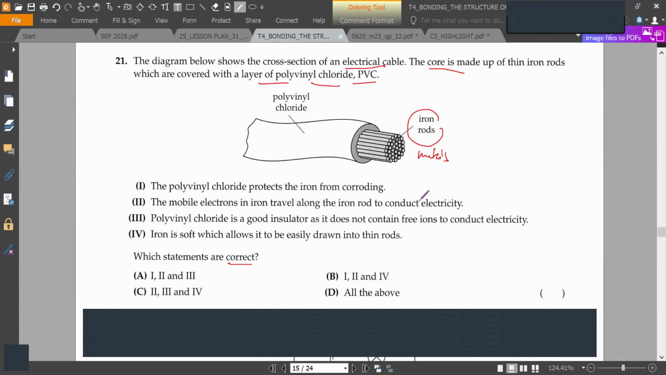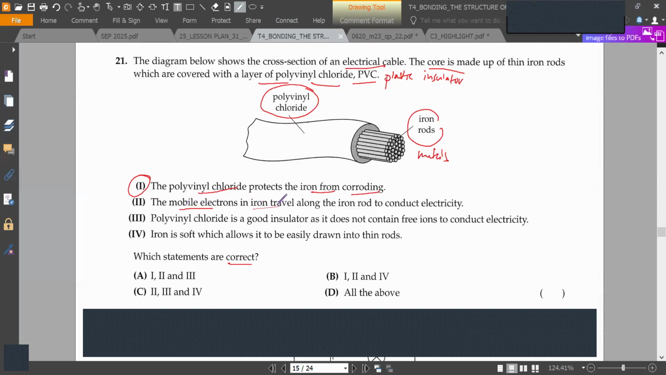We'll see one by one. And then PVC is plastic. So it's an insulator, so it's useful to be used as the outer covering. PVC protects the iron from corroding. Yes. So it acts as an outer protection.